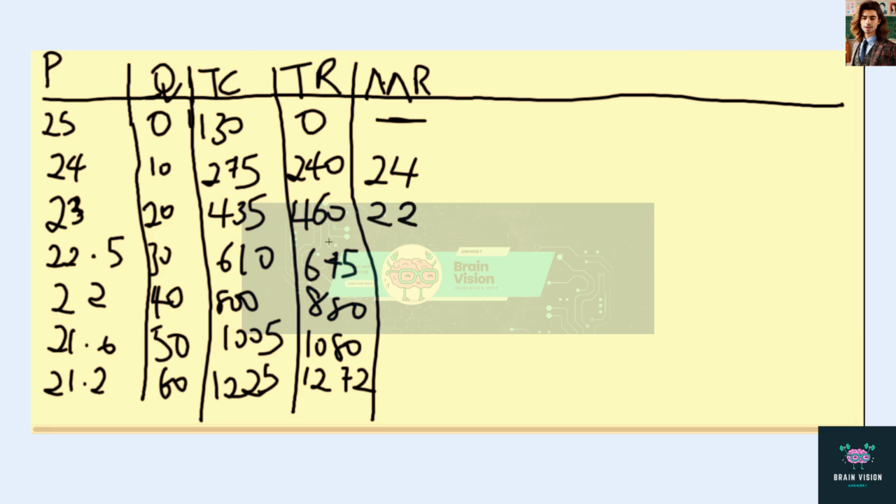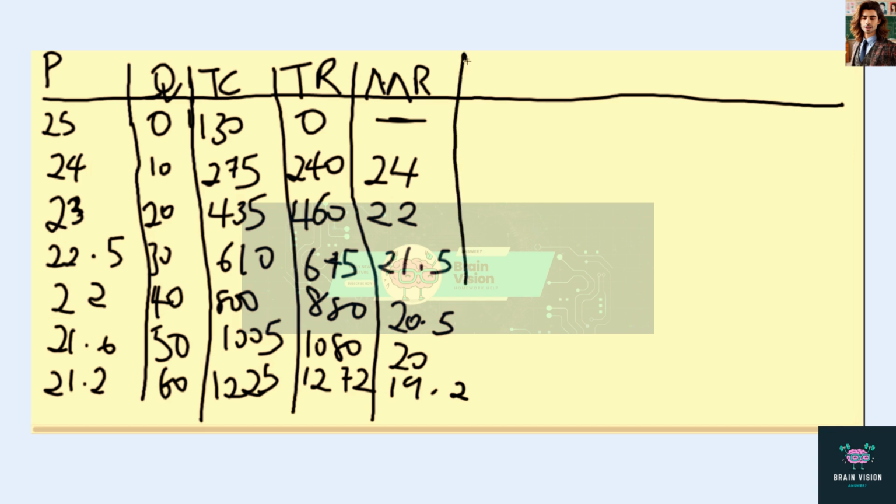The difference in this is 215, so divided by 10, it's 21.5. The next one is 20.5. Once you have the formula, basically it's easy to do. Then this is 20, and then this is 19.2.